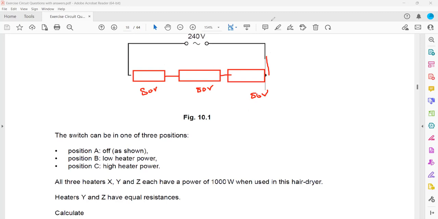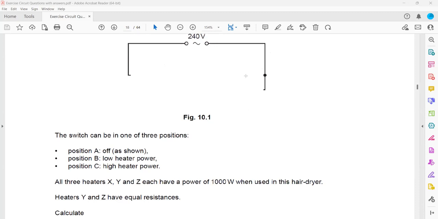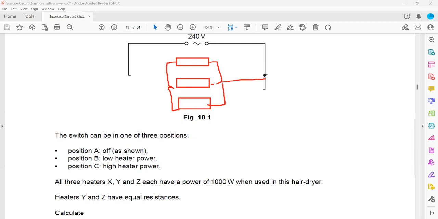And what if all were in parallel? For example, if the same question said these resistors, or heating elements, are in parallel to each other. In that case, they will all receive the same voltage, that is 240 will be across each of them. So this will be 240, this will be 240, this will be 240.